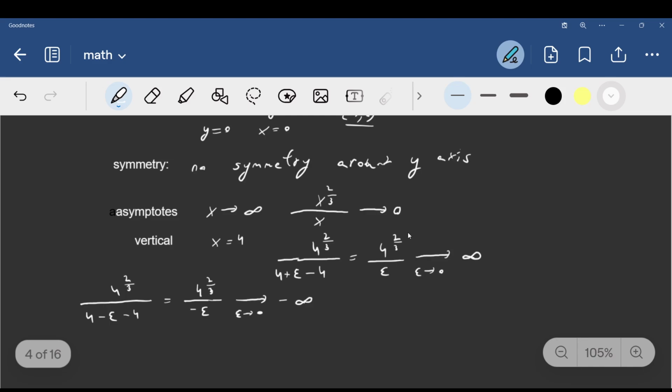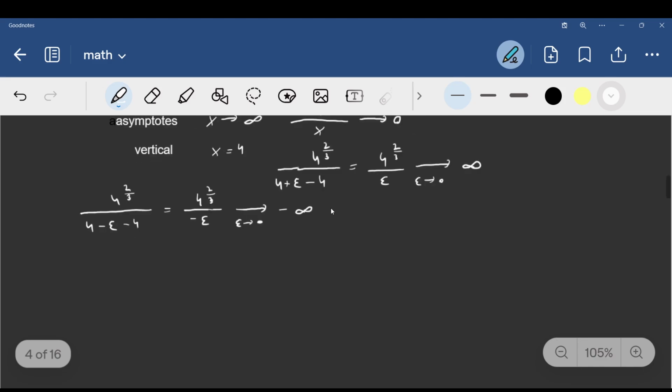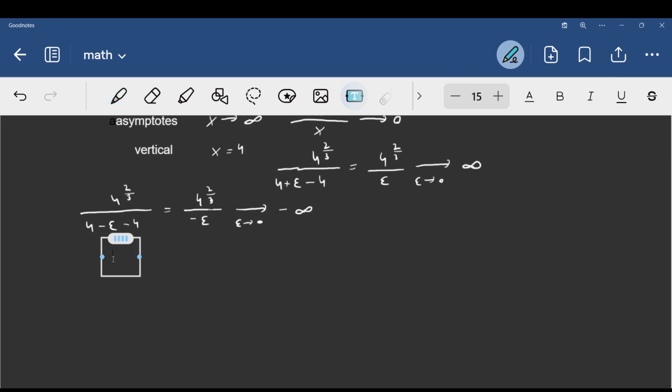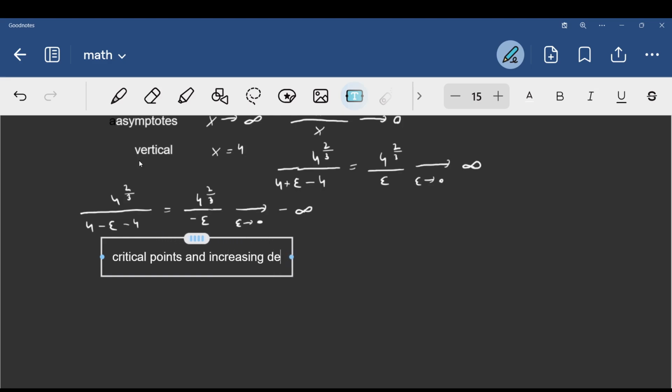And let's move on to see if we have any critical points, if we have increasing, decreasing intervals. Let's see what that's all about. So critical points and increasing and decreasing intervals.